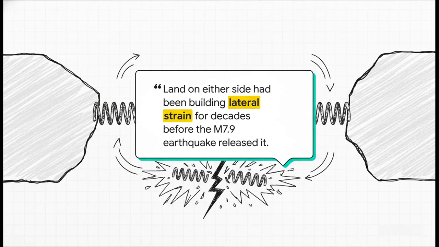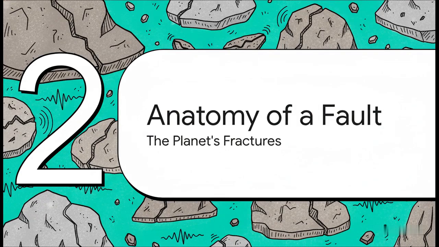That 1906 quake is just a perfect example. Surveys from back then showed that the ground itself had been slowly warping for decades as all this strain built up. Then, in just a couple of minutes, it all snapped back, releasing nearly a century's worth of stored energy all at once. Okay, so that's what's happening to one rock. Now, let's zoom out and see how this snap plays out on a much, much bigger scale.